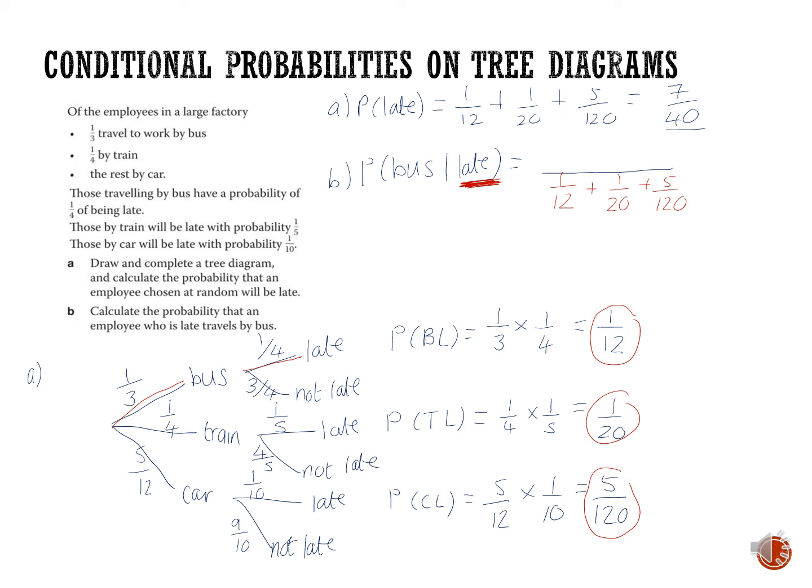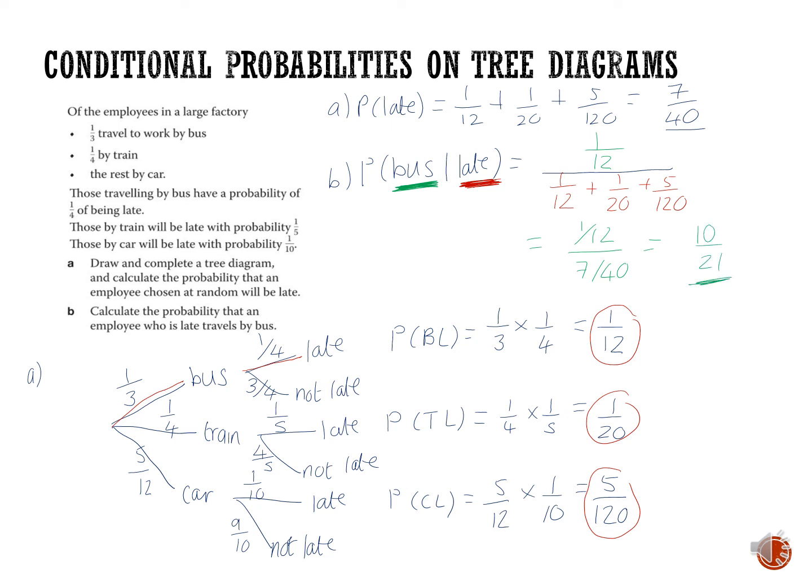Okay. What goes on the top? I'm only interested in the ones that I've selected, that I've circled in red, the ones that are to do with the bus as well. So I put 1/12 on top. Okay, pop that in your calculator. Remember, the denominator we've already added up as 7/40. So that comes out as 10/21.